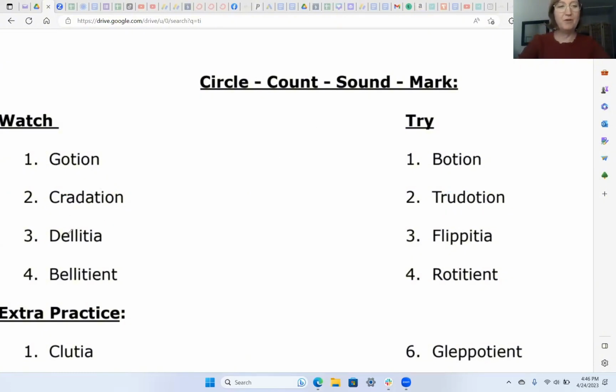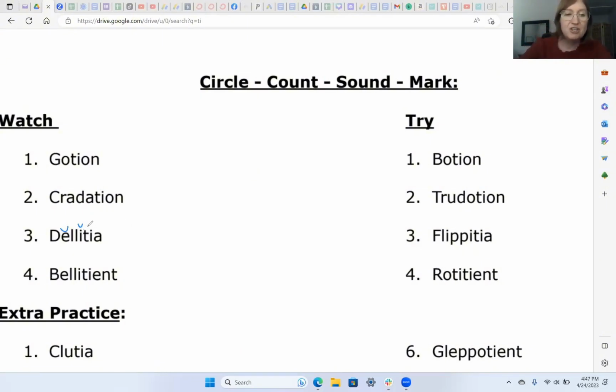Okay, number 3. I know that this E is going to say E because the next two letters are consonants. I know that this I is going to say I because I in the middle makes its short sound. If it's in the middle syllable, with a syllable after it and a syllable before it, it's going to make its short sound. It's a rule breaker. I in the middle says I.